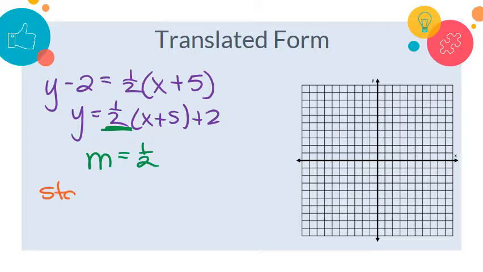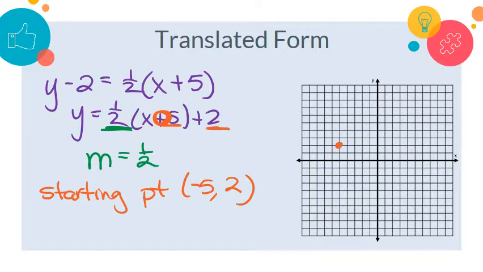Then I need to identify my starting point. My starting point comes from these two values. But remember that rule that we think of this as the opposite sign. So my starting point is actually (-5, 2). So (-5, 2) would be left 5, up 2. There's my starting point. Then I have to count my slope. Rise 1, run 2. Rise 1, run 2. Rise 1, run 2. Okay, so I need that in order to graph.